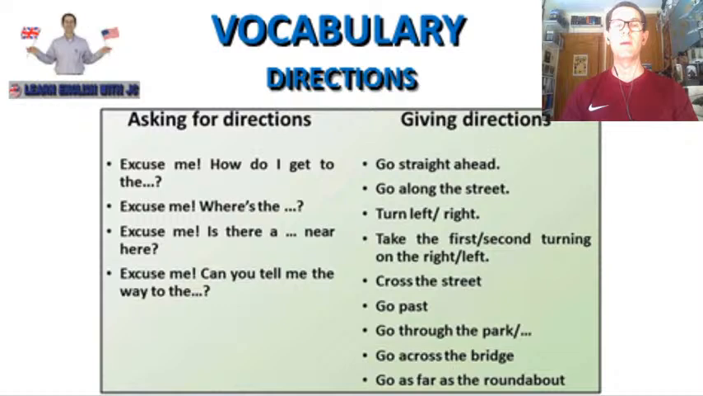Once again, giving directions. Go straight ahead, go along the street, turn left or right, take the first or the second turning on the right or on the left, cross the street, go past, whatever, go through the park, go across the bridge, and finally, go as far as the roundabout. Okay, so these are a few examples in terms of asking for directions and giving directions, okay?